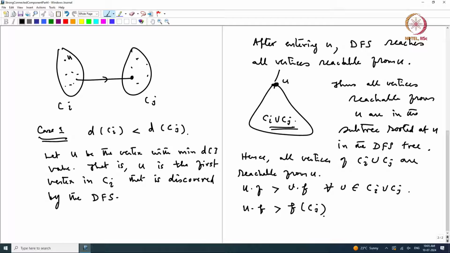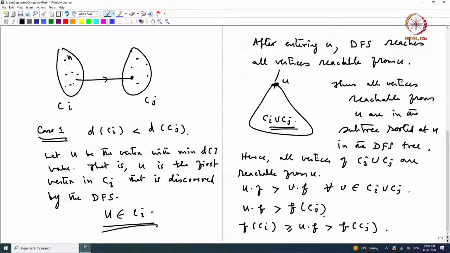If the finish time of u itself is larger, there may be some other vertices with a higher finish time. If that is the case, f of Ci is greater than or equal to u.f, which is greater than f of Cj, because u belongs to Ci. Therefore, f of Ci is greater than or equal to u.f, which is greater than f of Cj. That means f of Ci is greater than f of Cj.